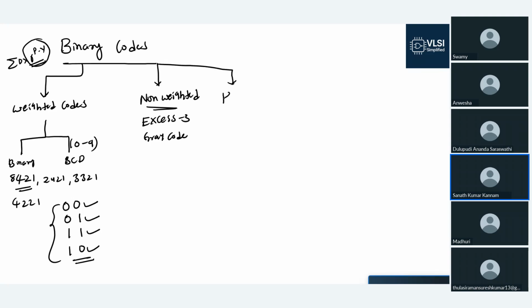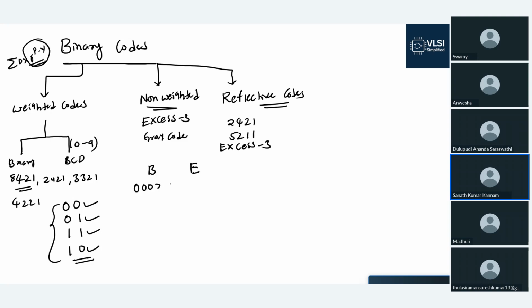And next you have reflective codes. Reflective codes mean the first n by 2 values compared with the last n by 2 values are in reverse order, that means complemented with each other. So let us take 2421, 5211 and XS3 code. I'll take the example of XS3 code. Suppose it is binary and XS3 code.